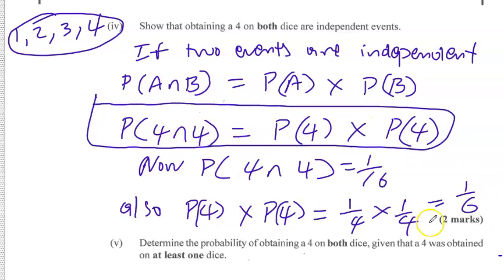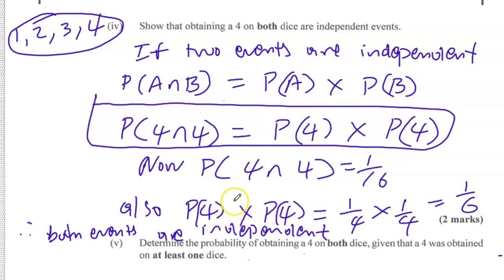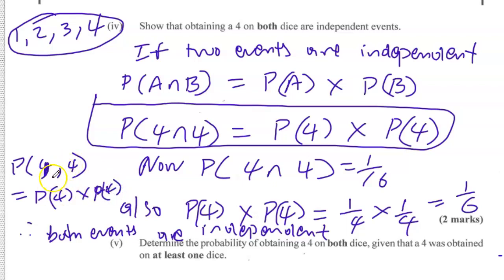So therefore both events are independent. And what's the reason? The probability of 4 intersect 4, or 4 and 4, that we get 4 and 4, is equal to the probability of 4 times the probability of 4, since A and B are 4 and 4 respectively.